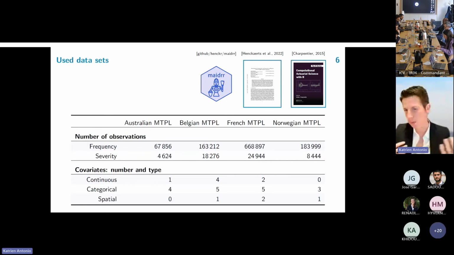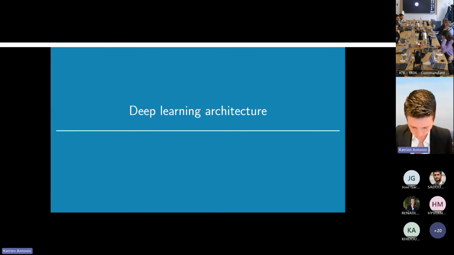You can read about the dimensionalities of the data sets, the type of covariates, the number of covariates, etc. You will see all our findings illustrated on all these data sets. Then briefly, what kind of modeling architecture, so deep learning architectures, do we have in mind? We're going to set up a few model structures.